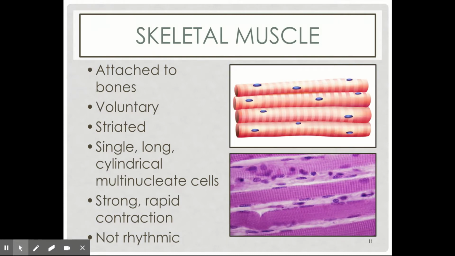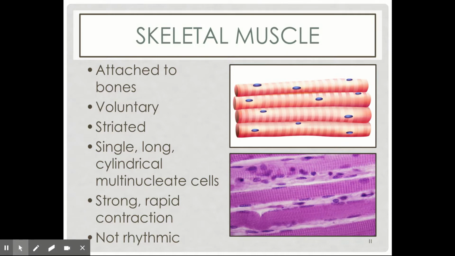Your skeletal muscle, this is where it gets juicy, and this is where we are going to spend a lot of time. Your skeletal muscle is attached to your bones. This is voluntary muscle, meaning that you need to actually think, you need to do something in order for that muscle to move. It is striated and has little stripes on it, as you can see in both the animation and the real picture down there. There are single, long, cylindrical, multinucleated cells.